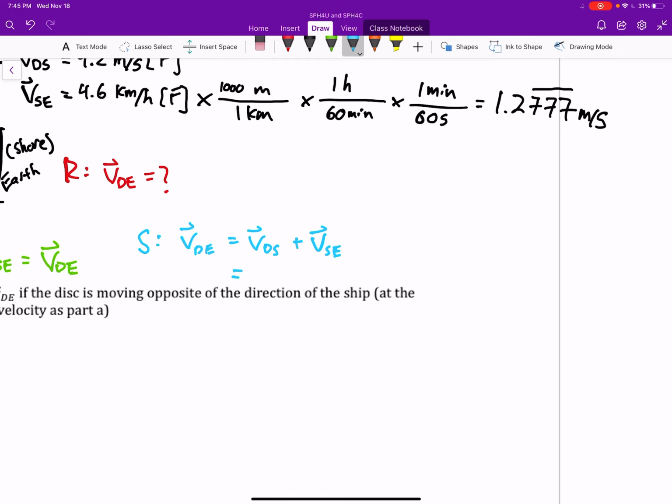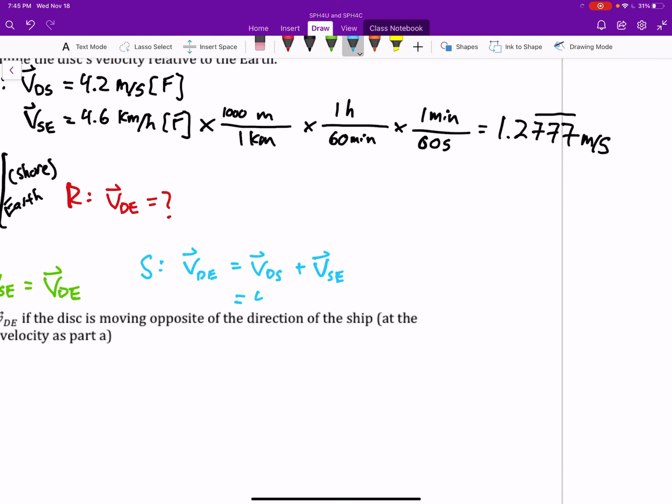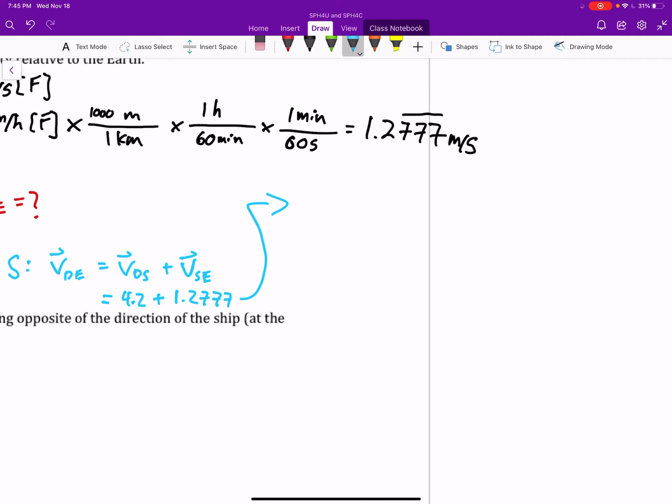Then, if I can squeeze it in down here, that means that we have 4.2 plus 1.2777, repeating, just to save space. That gives us 5.4777 repeating. That's meters per second, and the answer is positive, so that is 5.4777 meters per second forward.